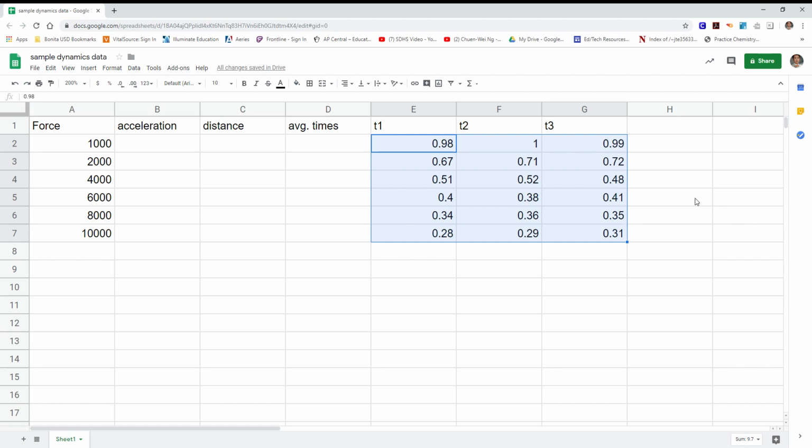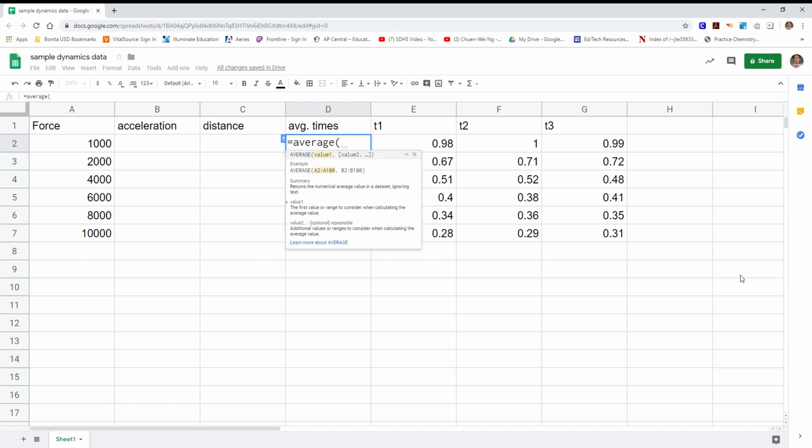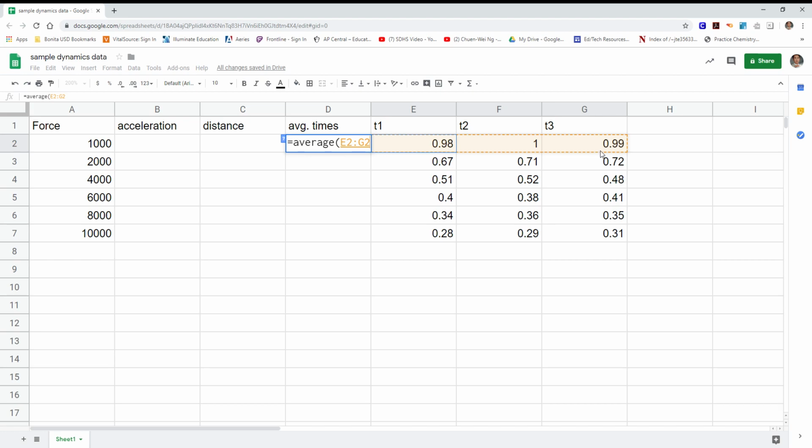So here, I have all my times, and I need some average times. This part's really easy. I'm going to put in a function to find that average. That way you don't have to do it by hand. So I'm going to put equal to. Just do equal to average, A-V-E-R-A-G-E, open parentheses. And I'm going to highlight all of these, right? So you can see it goes from E2 to G2, close parentheses and equal. So there you go. That averaged it out for me. This is the average of all these.